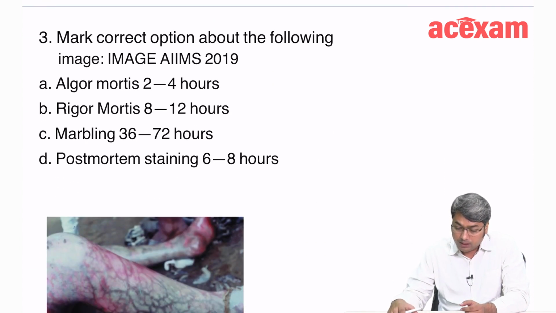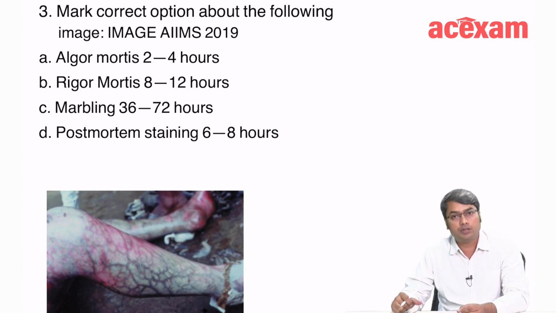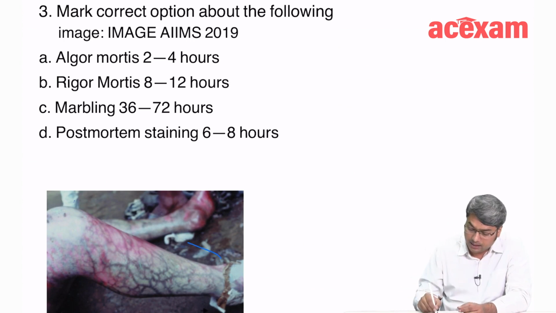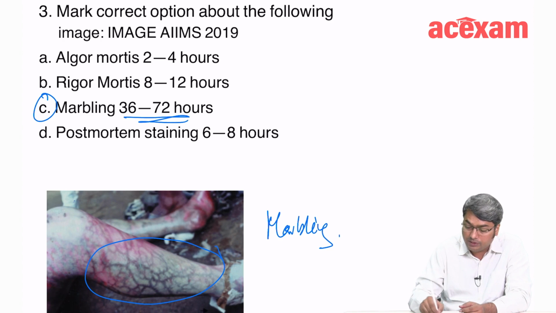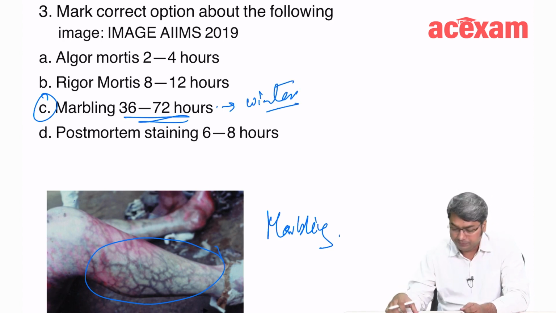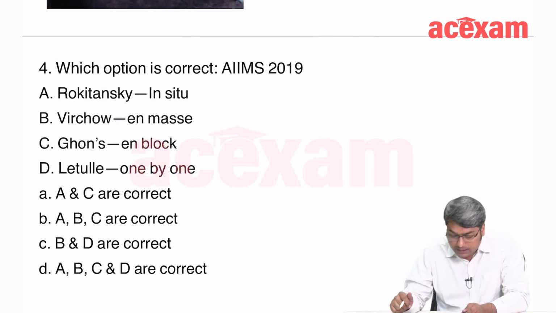Next question, mark the correct options about the following image. Again, this question came in AIIMS 2019, and this is again, as we know, marbling. We have discussed that in detail, and marbling appears by 36 to 72 hours in winter. In summer, it appears earlier. Next, which option is correct? This came in AIIMS 2019.